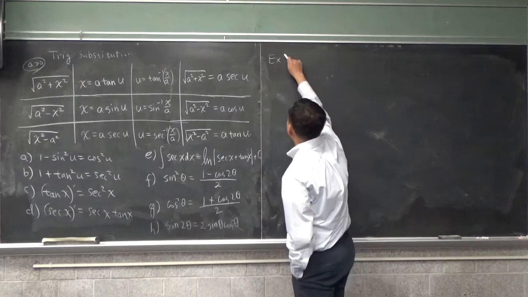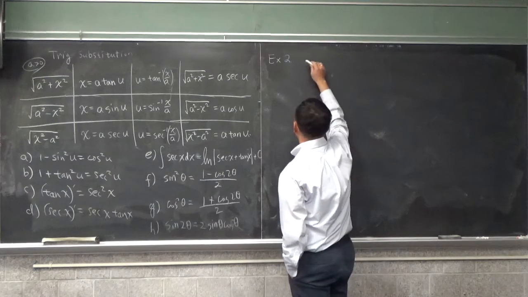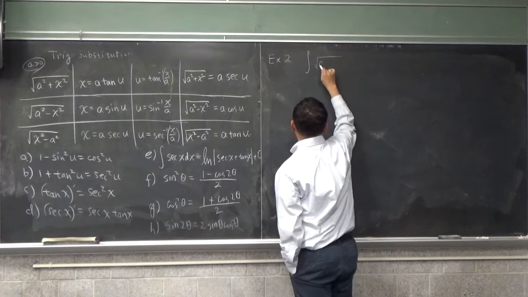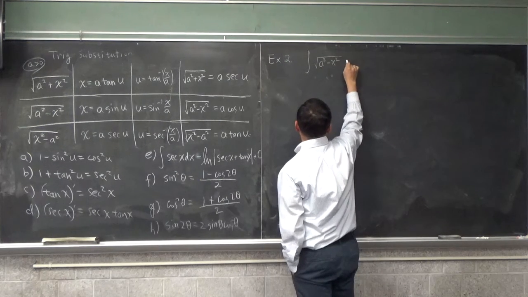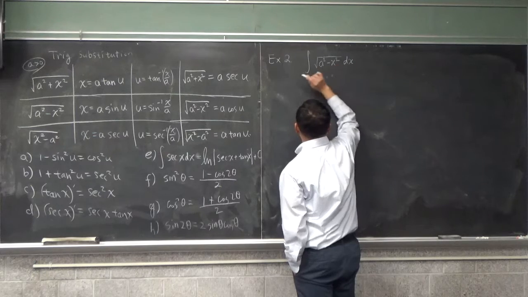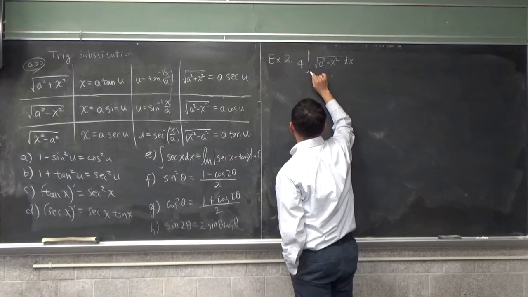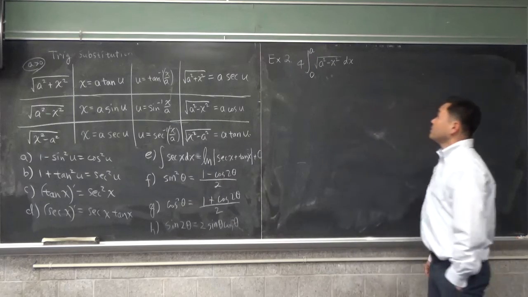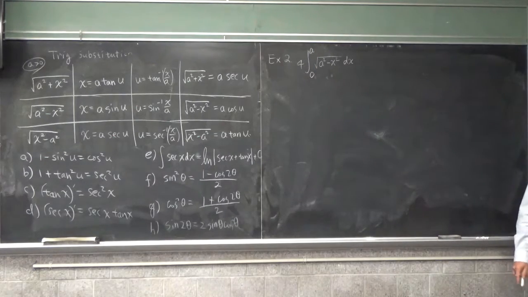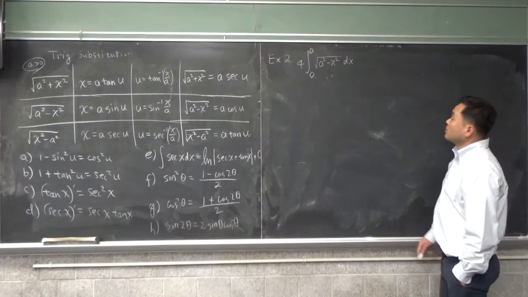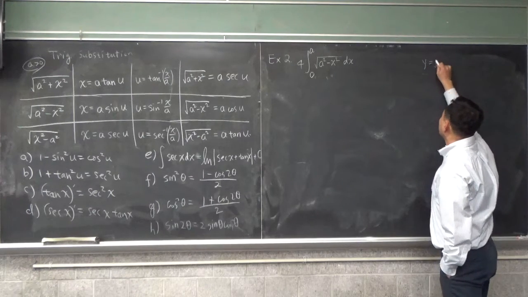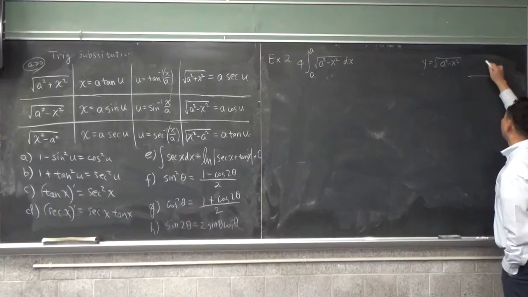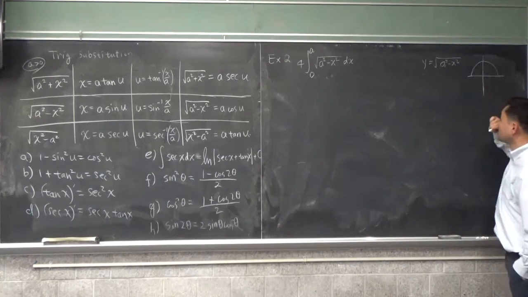So the second example I want to show you is the integral of the square root of a squared minus x squared dx, times 4, integrating from 0 to a. Let's try to picture this before we do the integral. What is the graph of y equals the square root of a squared minus x squared? It's a half circle, the top half circle.